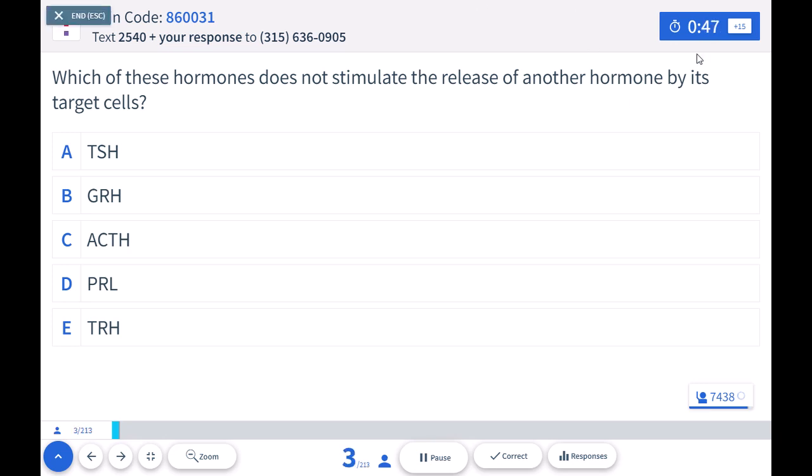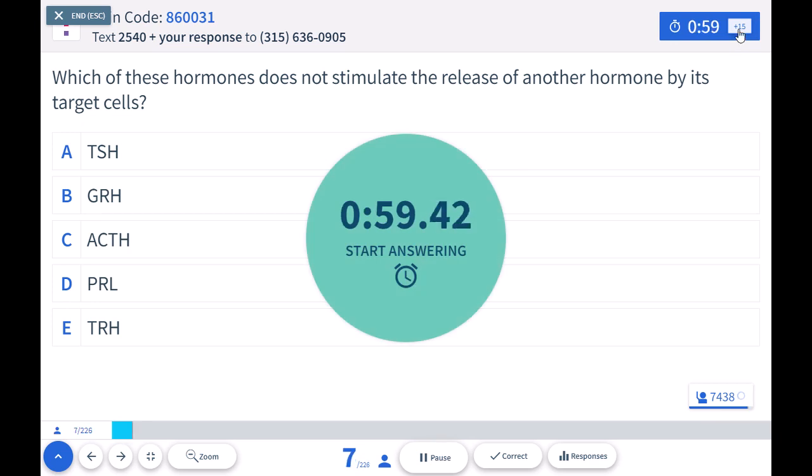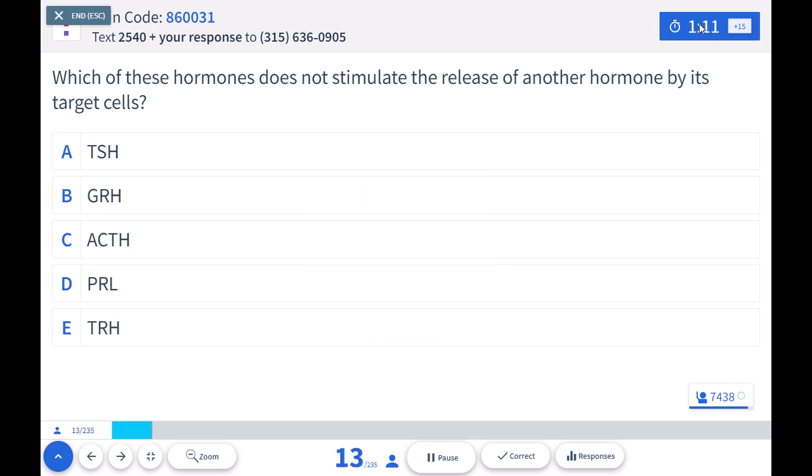This is a tough question, particularly because there's a bunch of pituitary hormones on this one. Which of these anterior pituitary hormones does not stimulate the release of another hormone by a target cell? And I gave you an extra 30 seconds for this review question. Our options are thyroid stimulating hormone, growth hormone releasing hormone, adrenocorticotropic hormone, prolactin, and thyroid releasing hormone.